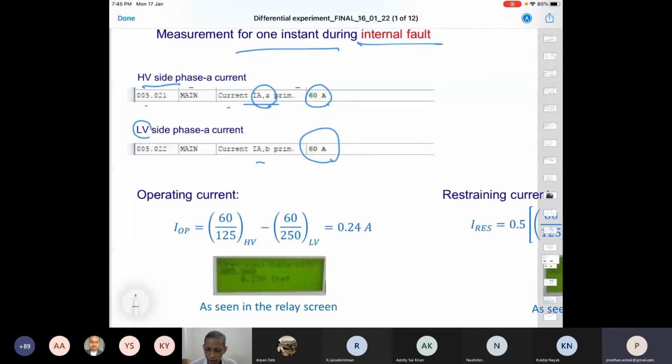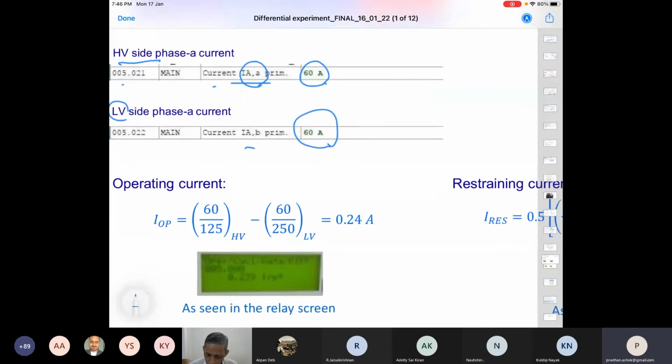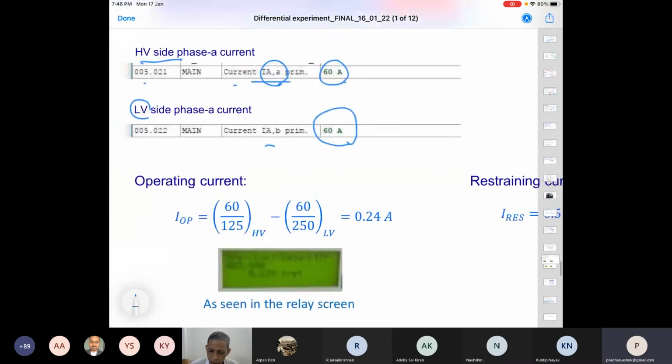But this is an internal fault case. So if you see this, in this case, the operating current will be I operating equal to this minus this. So this will be 0.24 ampere differential current. Agree? So these are magnitudes we are talking about. Phase we have not considered here because we are not able to see the corresponding phase information from the relay.